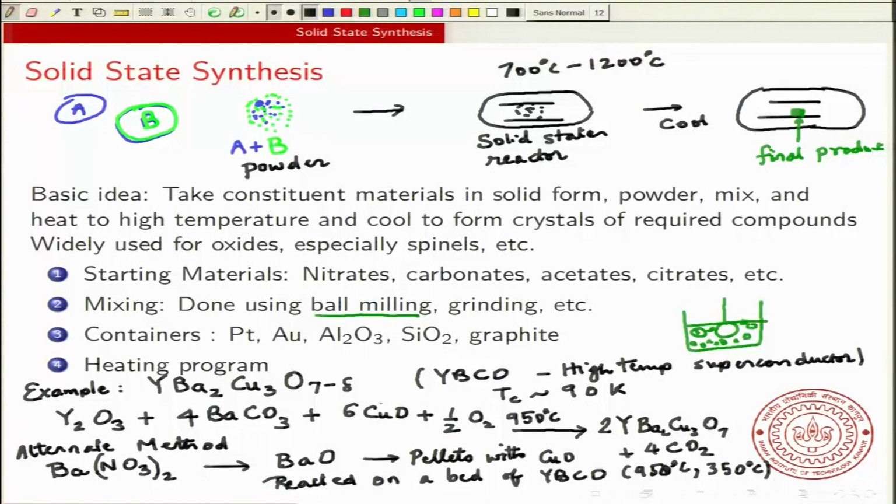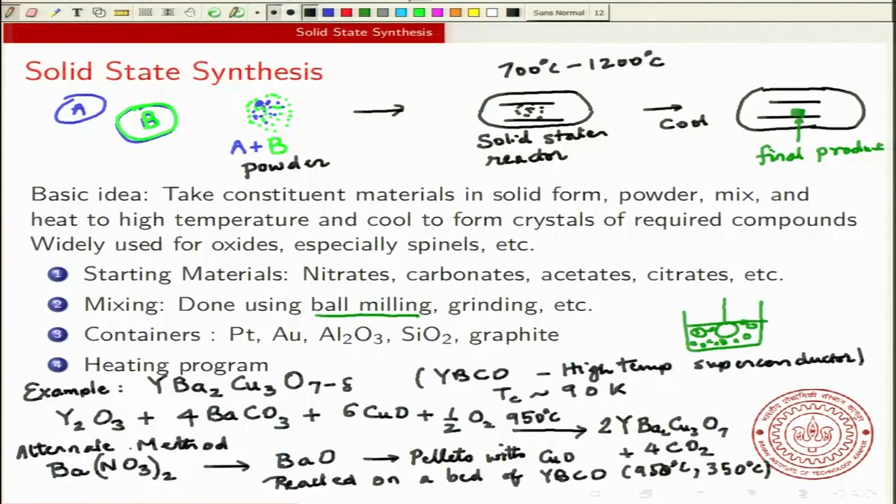And so this delta is essentially varied till you get the optimum Tc for superconductivity. Okay. So, again this is an example of a typical solid state synthesis.